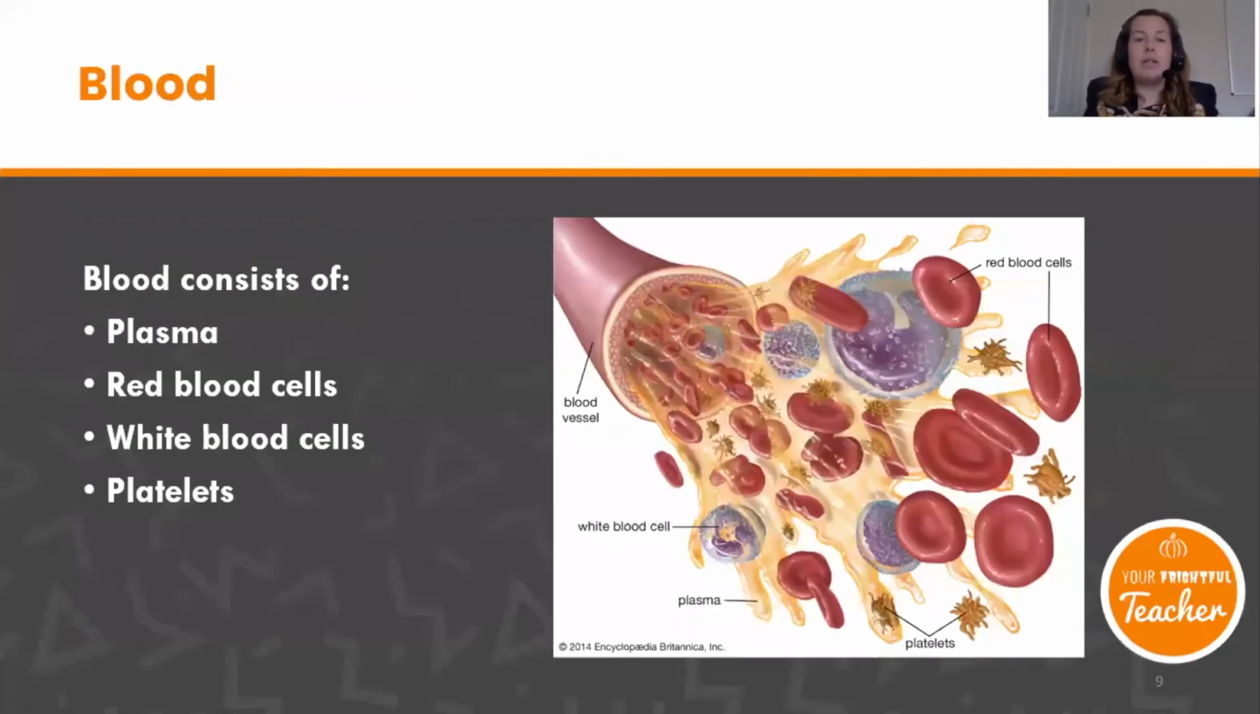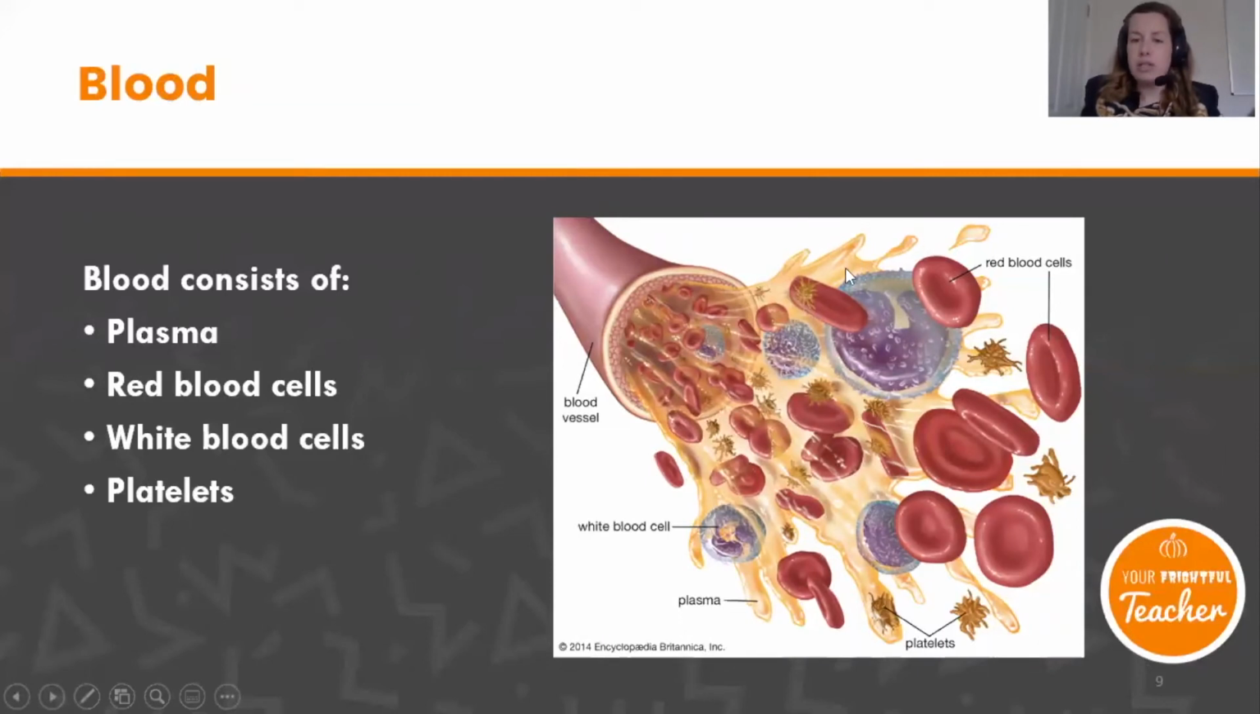What we're going to do now is move on to the blood itself. So when people think of blood, they tend to only think of red blood cells, and they think that red blood cells are the main component, or the main thing that makes up blood. But blood is actually made up of plasma, red blood cells, white blood cells, and platelets. And we can see this diagram here.